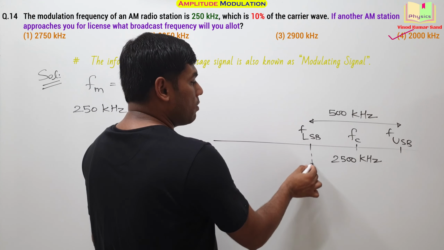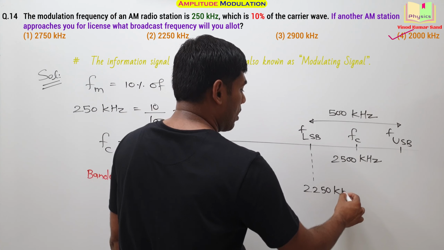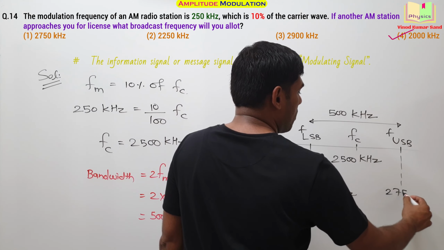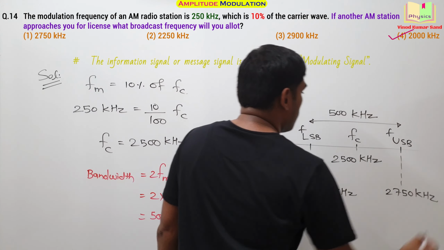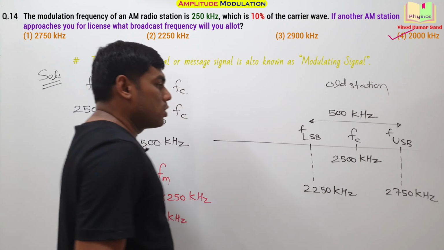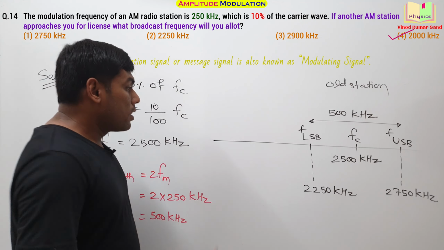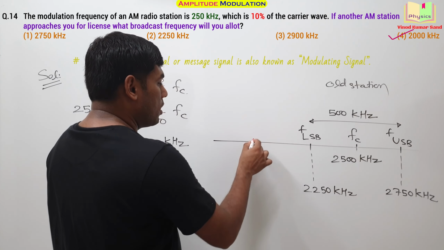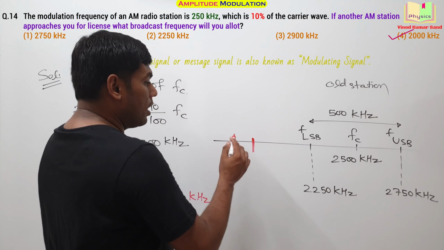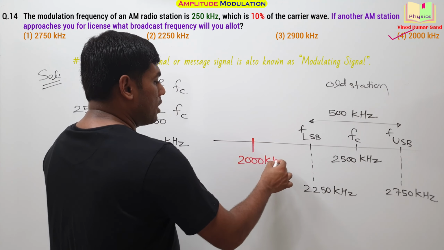It means how much should be the frequency here? 2250 kilohertz. How much should be the frequency here? 2750 kilohertz. This is our old station. Now suppose we want to allocate the bandwidth for a new station. Then that new station, I am indicating with the red color. For the new station, let's say I take the frequency here as 2000 kilohertz.